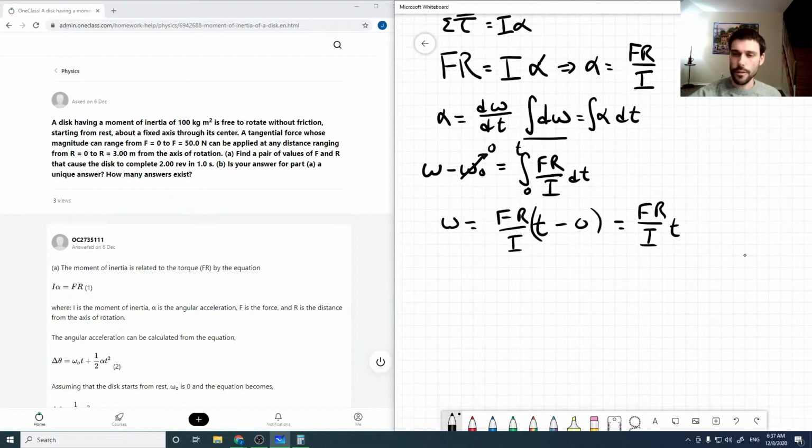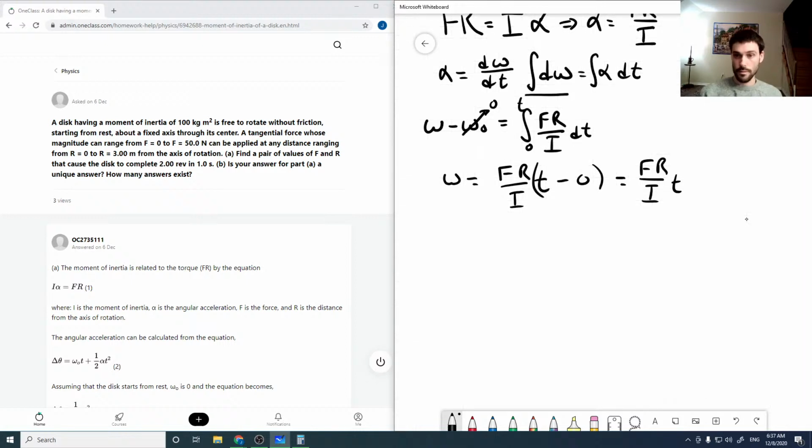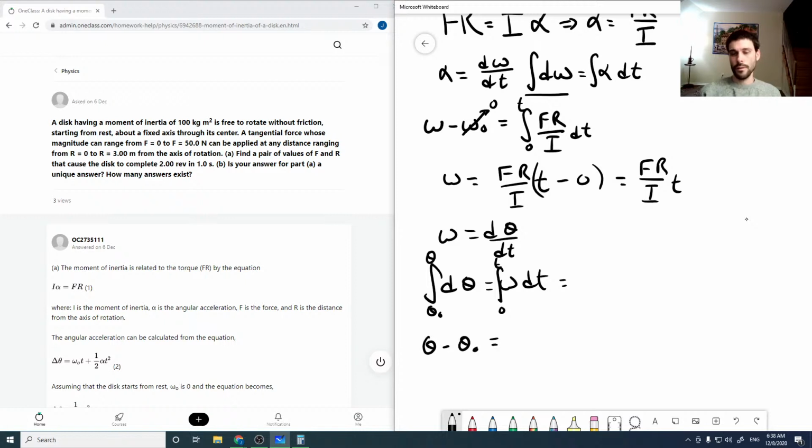Now we can solve for theta, as omega is d theta by dt, and so d theta is omega dt. We can integrate both sides. This one goes from theta naught to theta, and this goes from 0 to t as well. And so theta minus theta naught is equal to the integral from 0 to t of Fr over I t dt. The integral of t is t squared over 2.